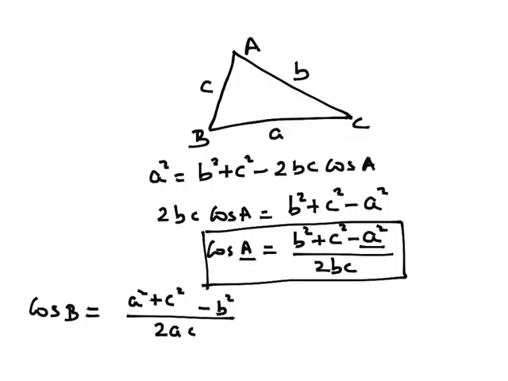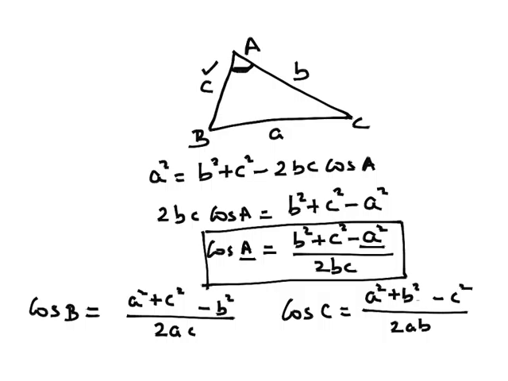In the same way, if I write cos C, then it will be minus c squared. The remaining two sides are a and b, so a squared plus b squared divided by 2ab. That means the cosine of this angle is equal to the sum of the squares of the sides that make that angle, that is b and c, b squared plus c squared, minus the square of the length of the opposite side, which is a squared, divided by 2bc.